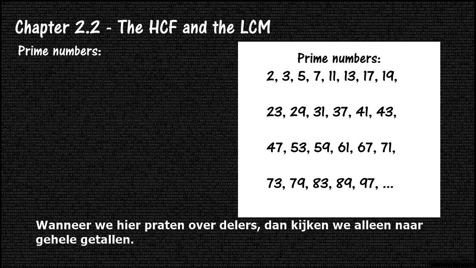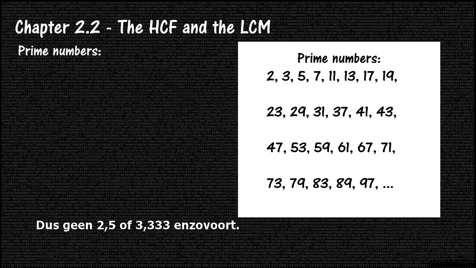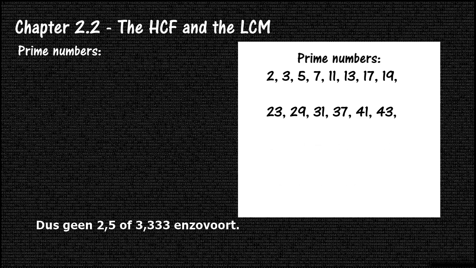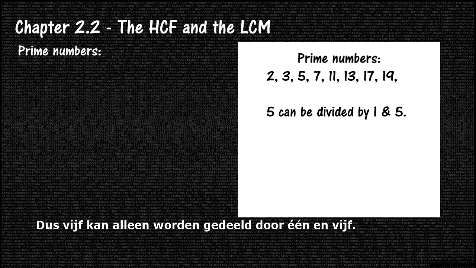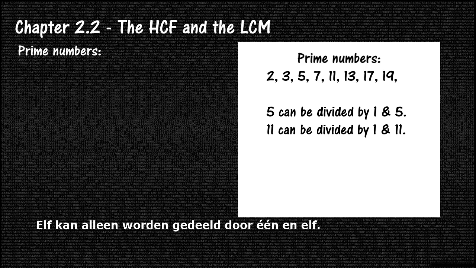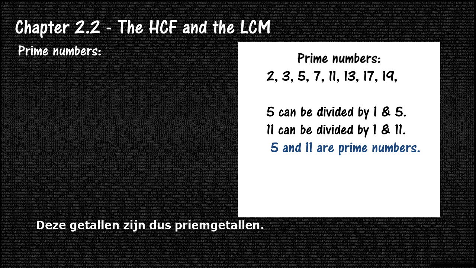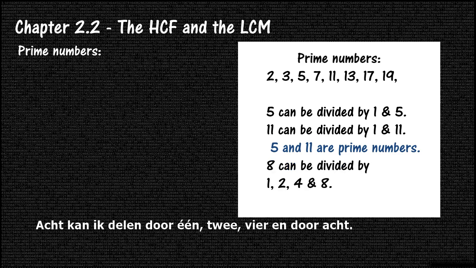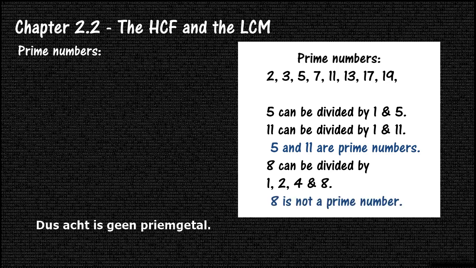When talking about dividers, we only speak of natural numbers or integers. So no 2.5 or 3.333 repeating. So 5 can only be divided by 1 and 5. 11 can only be divided by 1 and 11. So we call these numbers prime numbers. 8 can be divided by 1, 2, 4 and 8. So 8 is not a prime number.